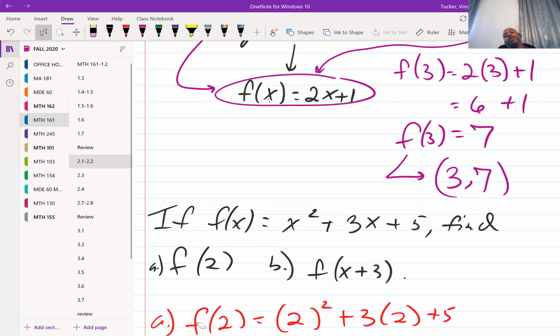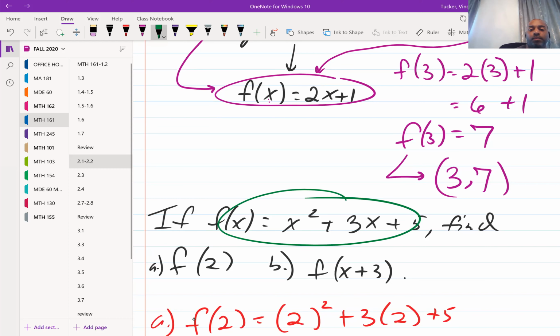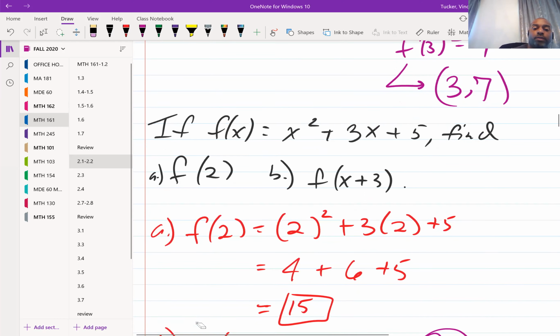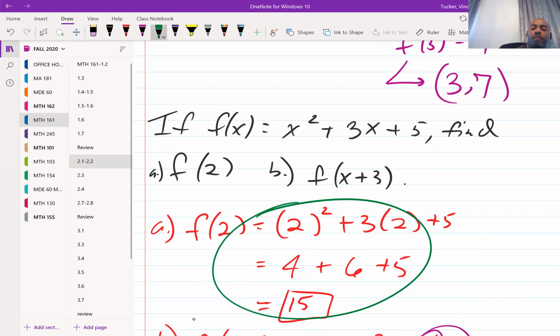All right, so here it says if f of x is equal to x squared plus 3x plus 5, find f of 2, then find f of x plus 3. So once again, notice they defined f of x first. So you don't have to go looking for it or trying to figure it out. Then A is find f of 2. So you're going to plug 2 into the function wherever you see x. That's what we did right here. So that's 2 squared plus 3 times 2 plus 5. 2 squared is 4. 3 times 2 is 6. Add those together. That'll give us 15.